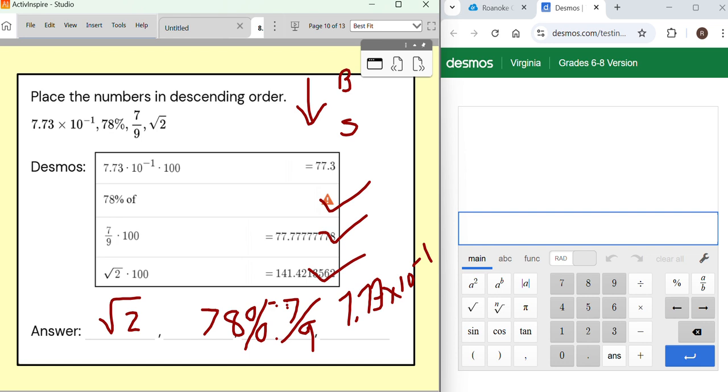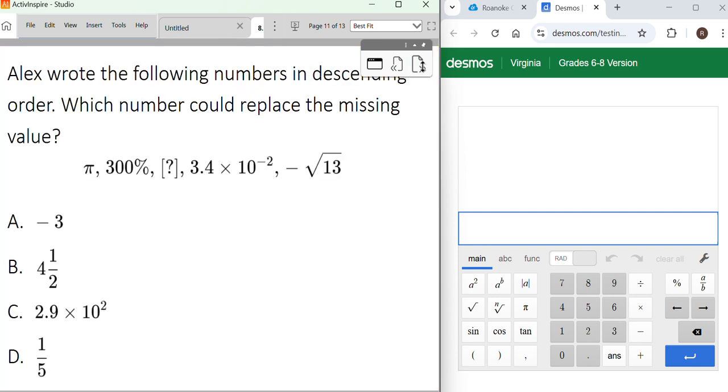So let's try another one from the very top. It says Alex wrote the following numbers in descending order, so they're already in order from biggest to smallest. Which number could replace the missing value? Just like we did before, I want to look at the numbers right before and right after the missing value. The others, you don't have to worry about. But I do want both of those numbers to be percents.